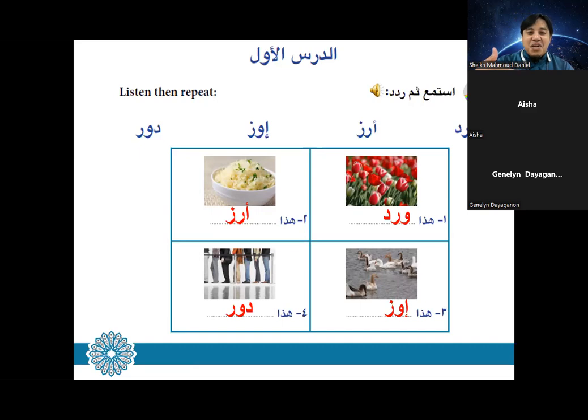Daur can also be used for buildings. Ad-daurul awwal, first floor. Ad-daurul thani, second floor. Ad-daurul thalith, third floor. Okay? That can also be used for buildings. And also for buildings, we can use another word aside from daur. We also say at-tabiq al-awwal, first floor. At-tabiq al-thani, second floor. At-tabiq al-thalith, third floor. Okay, that's the difference. Just take note of the words that we are using.